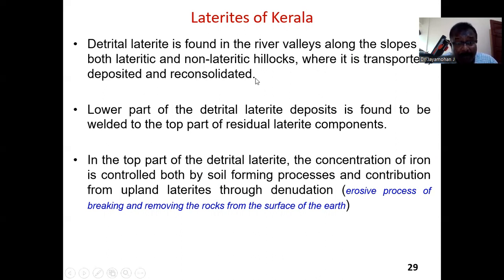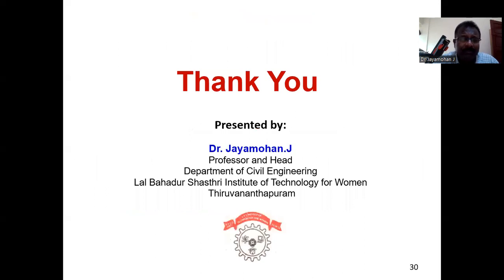Now, at the top of this transported or detrital laterite, the concentration of iron is controlled both by the soil forming processes and by the contribution of upland laterites, from where it gets washed away, transported and deposited. So the concentration of iron will depend on both the properties of the detrital laterite and the process of transportation and deposition.